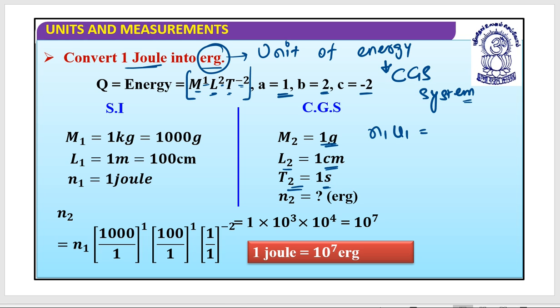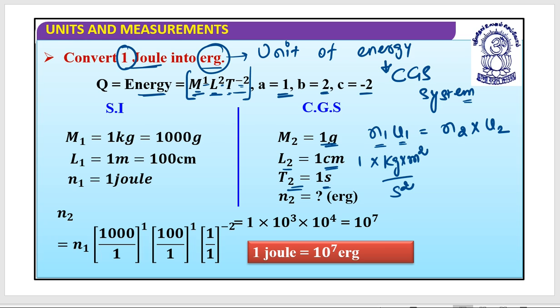N1 U1 should be equal to N2 U2. So N1, what is it? That's 1 multiplied by U1. It's the unit of joule. What is joule? It's an energy. How could I write this? This is kg meter square per second square. So this is kg multiplied by meter square divided by second square. Even you can write it like this: M1 L2 T minus 2. Both are the same thing.